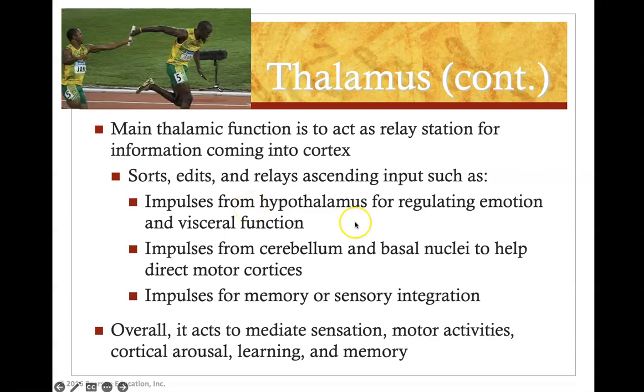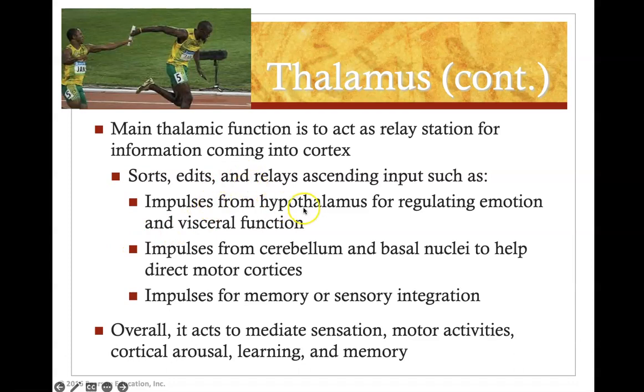Do they need to go to the hypothalamus so that they can help regulate emotion and visceral function? And so again, the thalamus is going to be a relay station both ways. It can take information from the cerebral cortex as well and decide where that information needs to go, and relay it to where it needs to go.